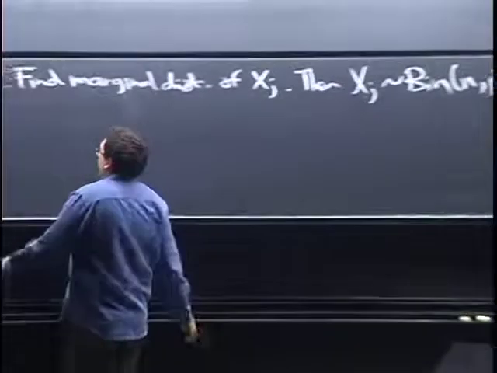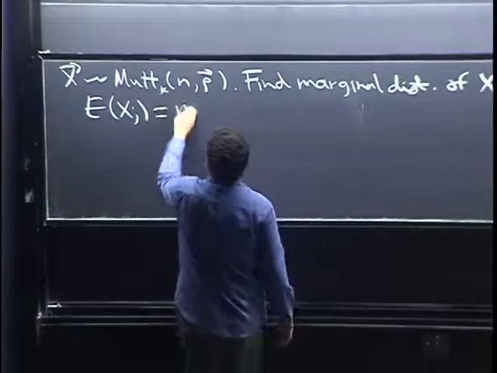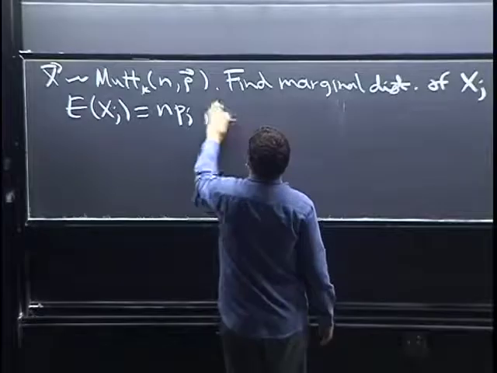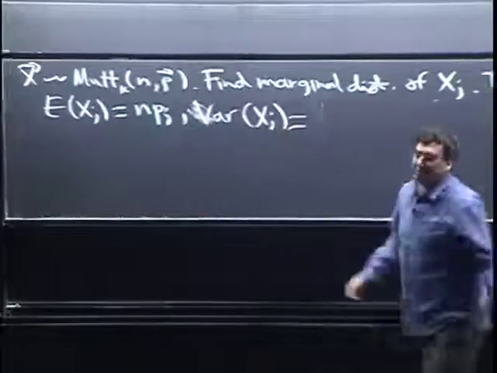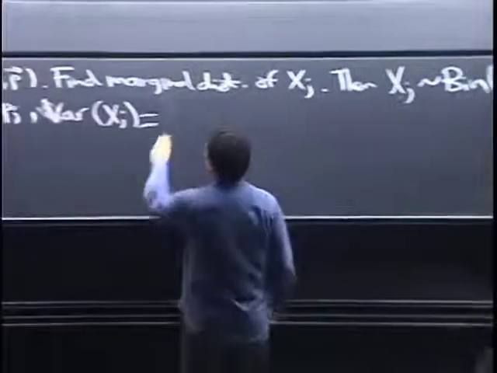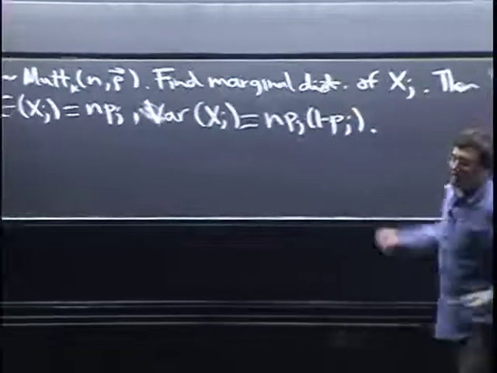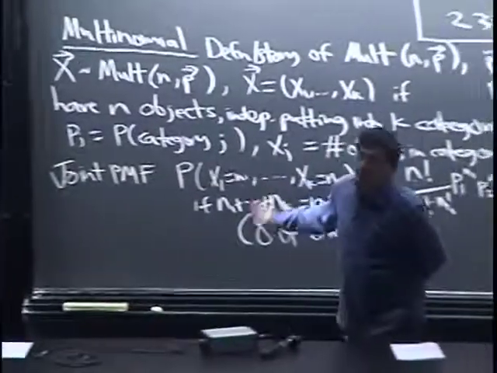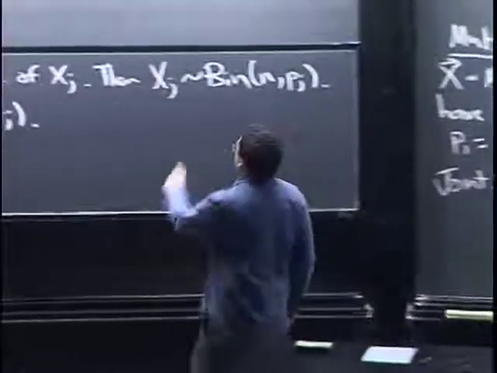In particular, that also gives us the mean and the variance without having to do a calculation. The expected value of Xj equals npj, and the variance: because we derived the variance of the binomial before, we don't need to re-derive that. We already know the variance of a binomial is np(1 minus p), so this is npj(1 minus pj). No additional work needed because we know it's binomial. That's just immediate from thinking about what this means. So that's one property, the marginals.